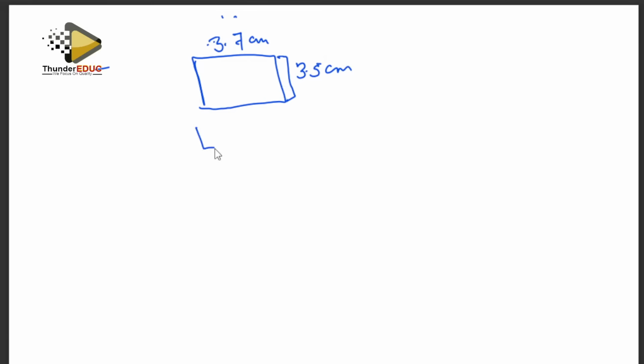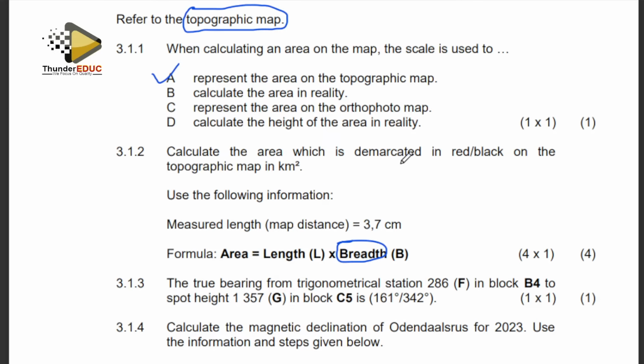We come to the formula. The formula is L times B. What is the value for L? The value for L is 3.7 centimeters, and the value for B is 3.5 centimeters. But here we have to multiply by the scale, and here we also have to multiply by the scale. Since the question says calculate the area demarcated in red on which map? Topographic. Please, learners, don't forget this, and they want the answer in kilometers squared.